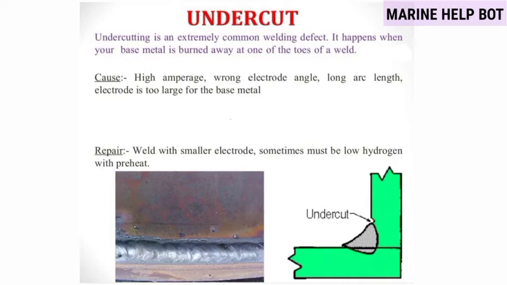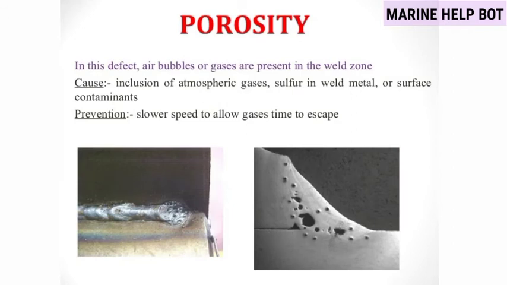So now moving towards our third defect, porosity. In this defect, air bubbles or gases are present in the weld zone. As in the figure, you can see that there are some bubbles inside the welding joint, and it may lead to the defect. This is caused by the inclusion of atmospheric gases, sulfur in weld metal, or surface contamination, and can be prevented by slower speed to allow time for gases to escape. So this is about porosity.